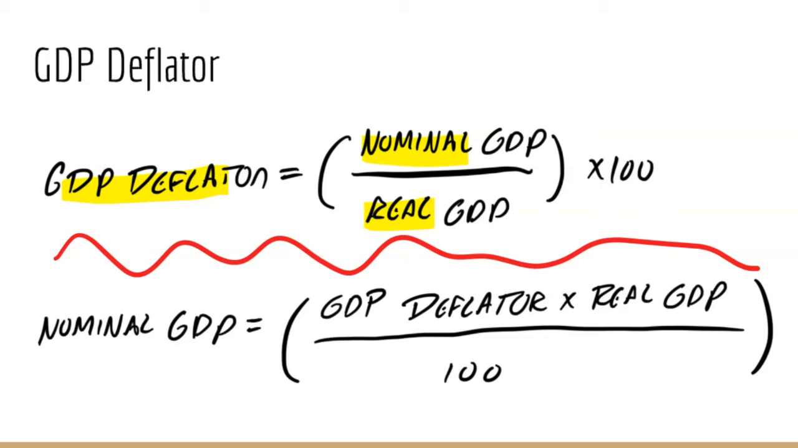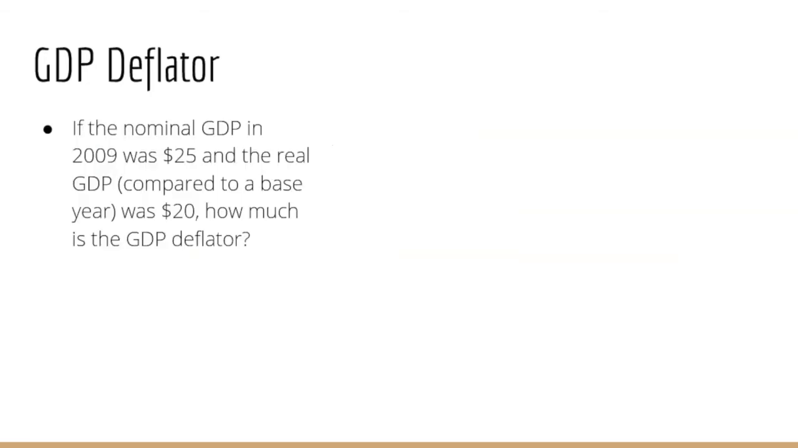And the equation that you see on the bottom half of your screen is just another way to reword it, another way to rewrite it. So let's go over this. Let's look at this example. If the nominal GDP in 2009 was $25 and the real GDP compared to the base year was $20, how much is the GDP deflator?